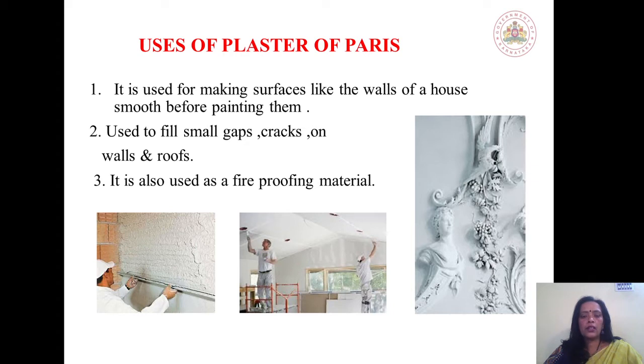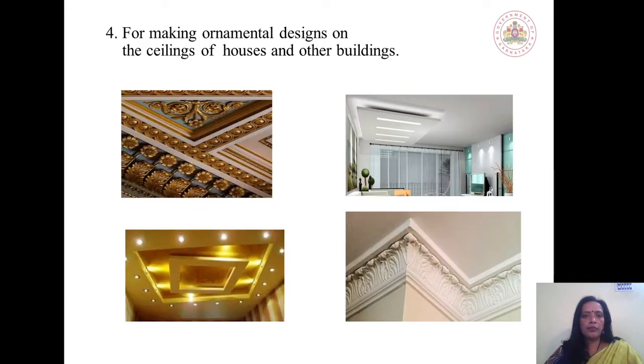Here we are showing plaster being applied to the ceiling and walls, and also murals done with plaster of Paris (POP) in buildings. It is used for making ornamental designs on the ceilings of houses and other buildings, especially public buildings, restaurants, or residential buildings that need to be decorated. That is done by using the false ceiling.